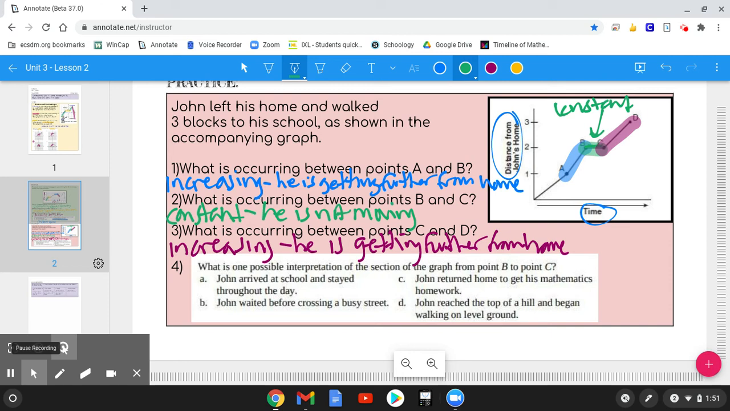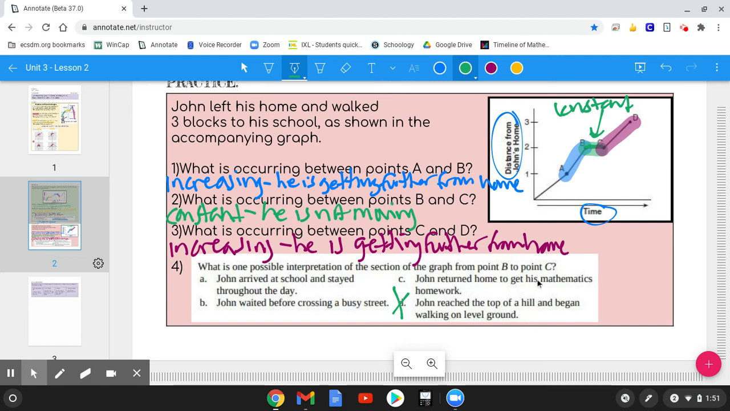So one I want to rule out here is that John reached the top of the hill and began walking on level ground. If he's walking on level ground, his distance will still be increasing. You may think he's walking on level ground because the line is level, but that doesn't mean he's walking on level ground. That just means his distance is staying the same. If he's walking at the top of the hill and still walking, his distance is still increasing.